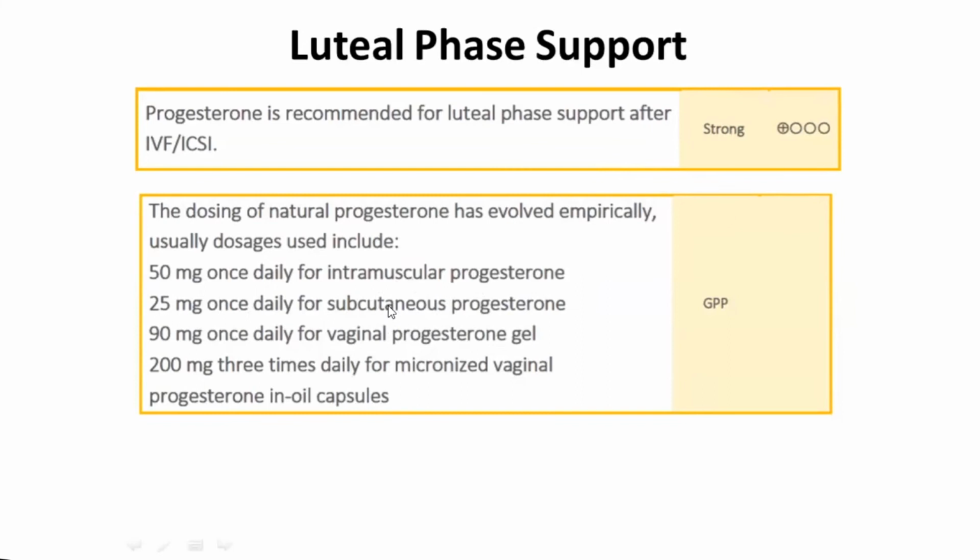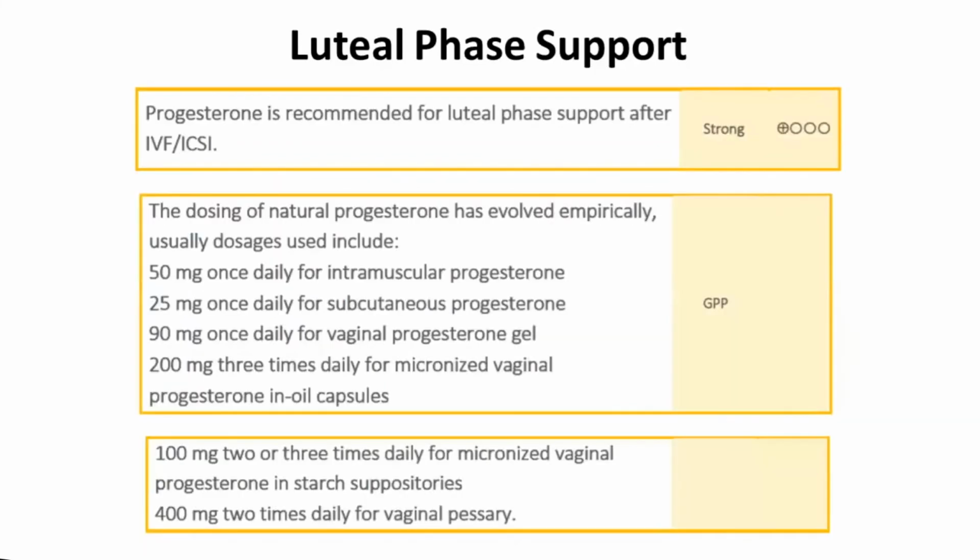The subcutaneous preparation is the Prolutex. The dose is 25 milligrams once daily, 1 ampoule per day. We have the vaginal micronized progesterone, which is Utrogestan, and we have the Progestin suppositories. If you are using the Progestin suppositories, you can use 400 milligrams twice per day.